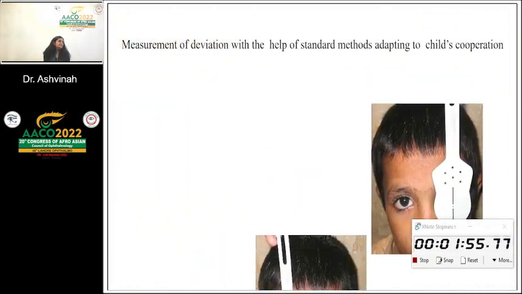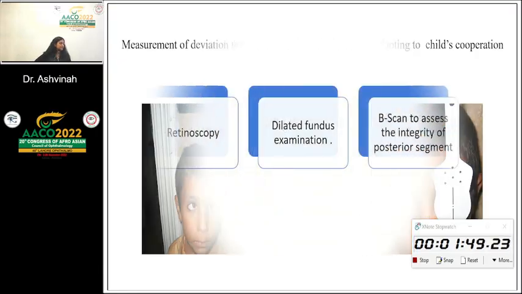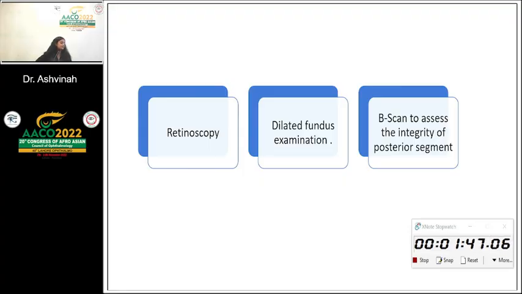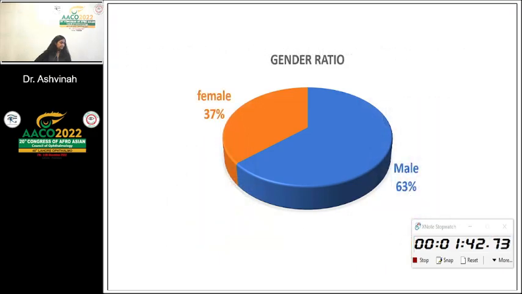So a detailed history and examination was done, including visual acuity according to age, measurement of deviation in case of squint, retinoscopy, cycloplegic refraction, as well as slit lamp examination. Males were 63% and females were 37% in our study.